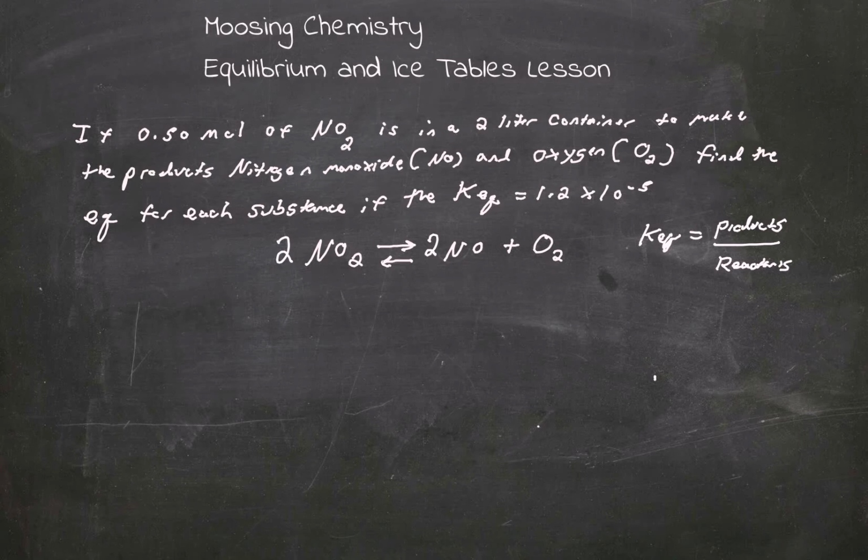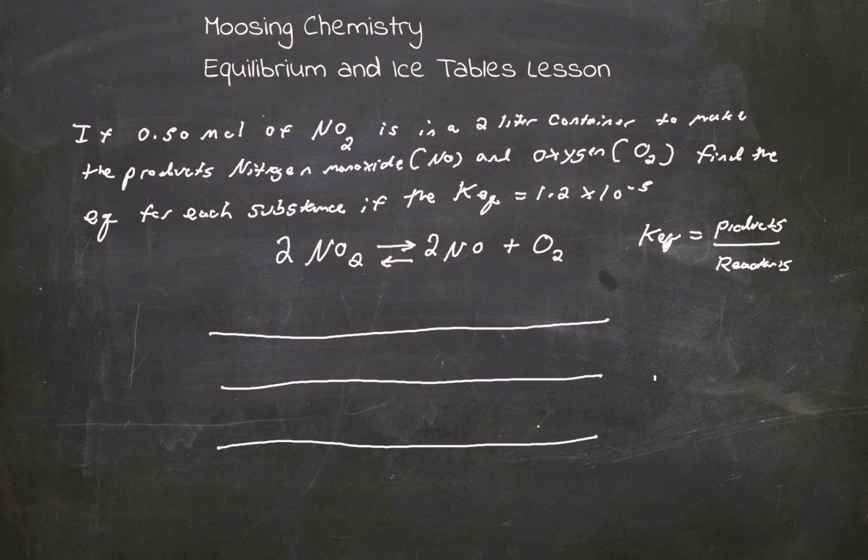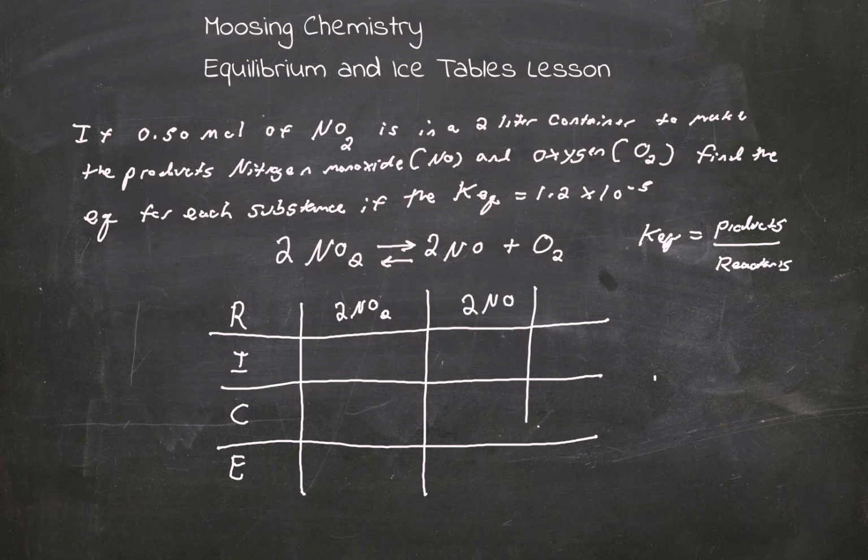So now what we want to do is set up an ICE or RICE table. Again, we're going to make our table. It's really, really important to do, by the way. So we're going to go R, I, C, and E. There we go. And now we have 2NO2 here, 2NO here, and O2 here.